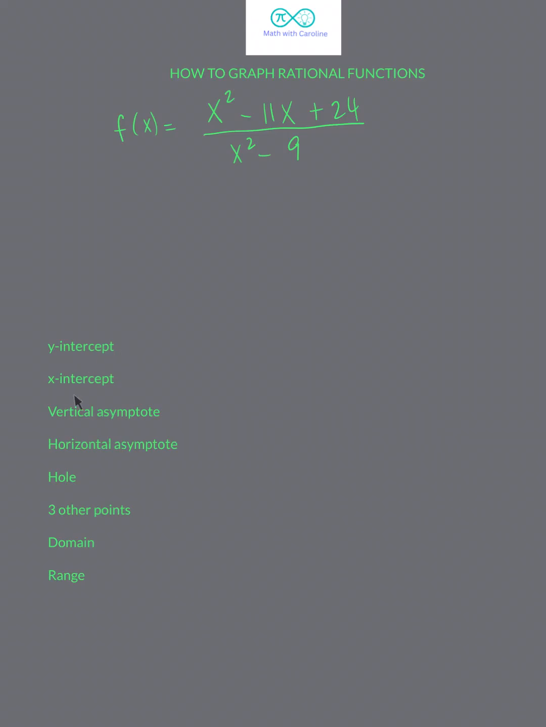The y-intercept, x-intercept, vertical asymptote, horizontal asymptote, hole, three other points, and usually domain and range will be asked for as well. So we're going to break down each one of these and then we'll graph it. If your function is not already in factored form, then you will have to factor it first. Now, if you need some help with factoring, I have several other videos on factoring.